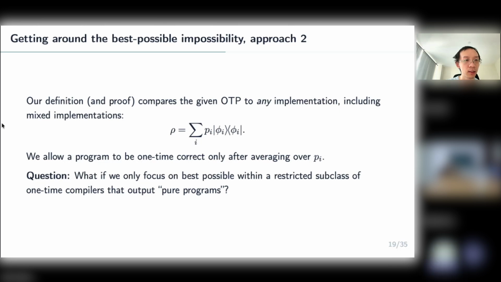Sorry, can I quickly ask a question? Yeah. So I think I missed the beginning, but the impossibility result that you were showing applies for both classical and quantum OTP, right? There was nothing quantum in the example you were using. Yeah. So the impossibility.